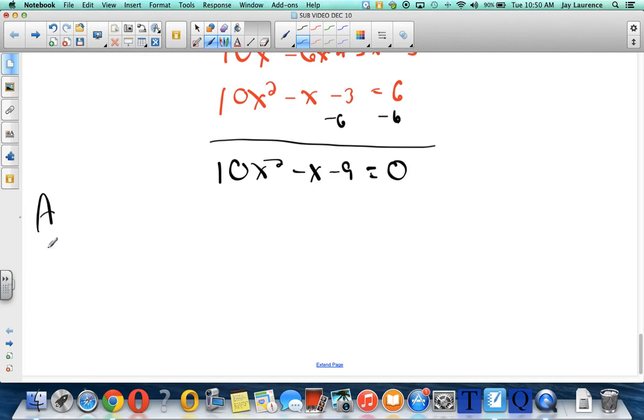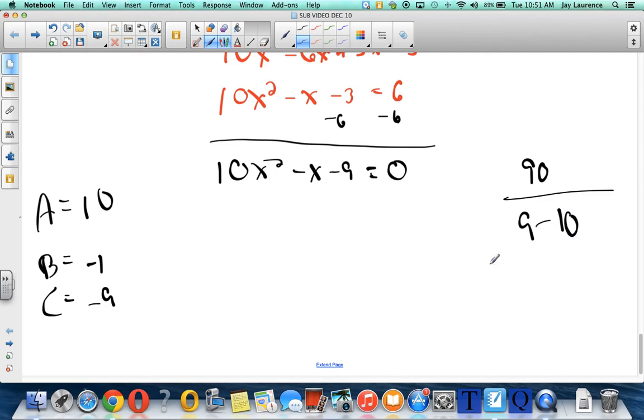Now I'm ready for A, B, C. And that's going to be easy: 10, negative 1, negative 9. Multiplying 10 times 9, I get 90. I need two factors of 90 that subtract, because C is negative, to get negative 1. Well, how about a 9 minus a 10? So I rewrite this as 10x squared.